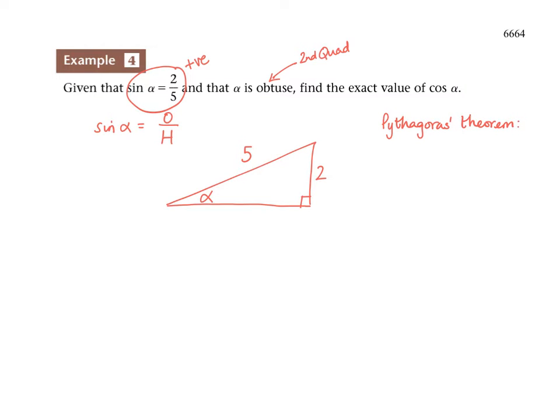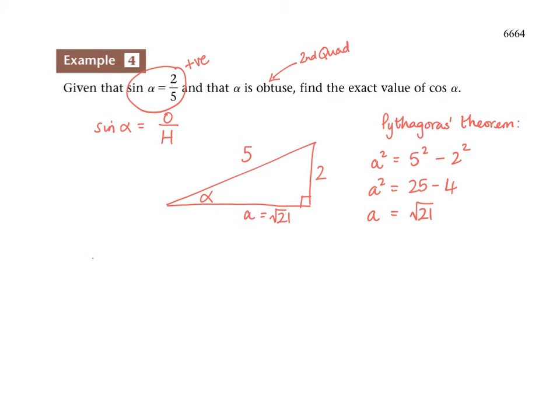So we have, let's call this A. So A squared is equal to 5 squared minus 2 squared. A squared is equal to 25, take away 4. So A is equal to the square root of 21. So that's equal to root 21.